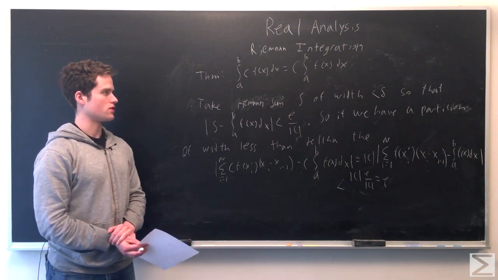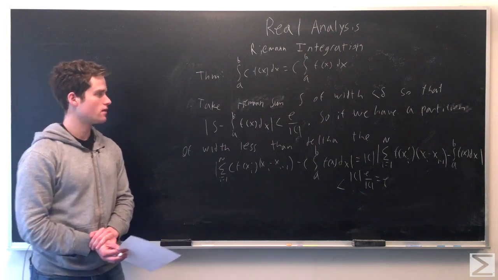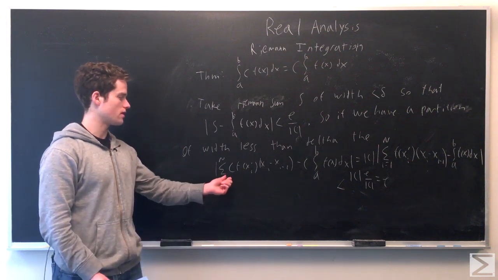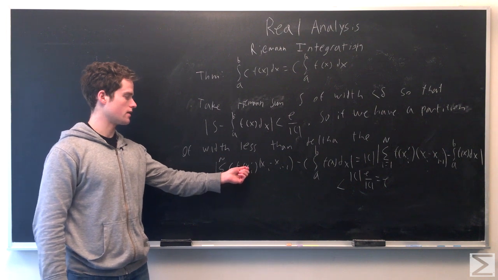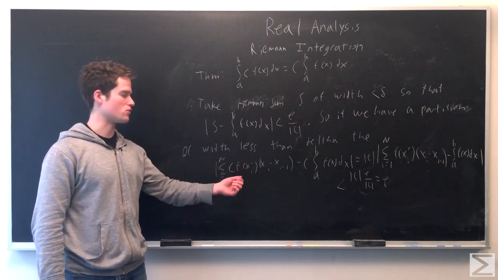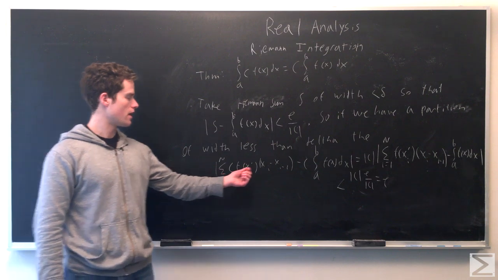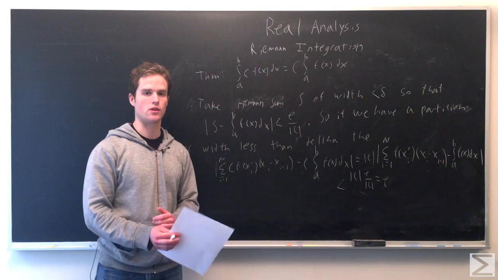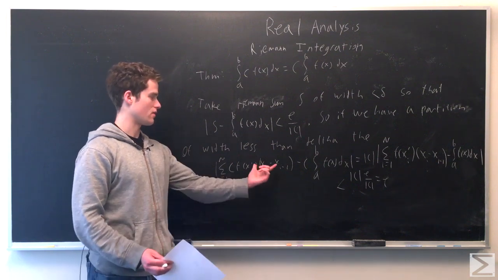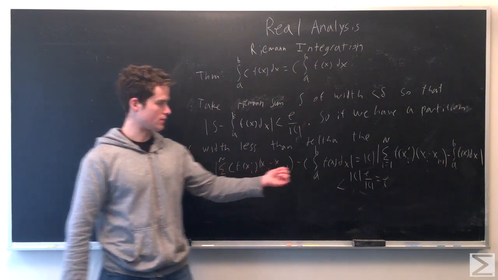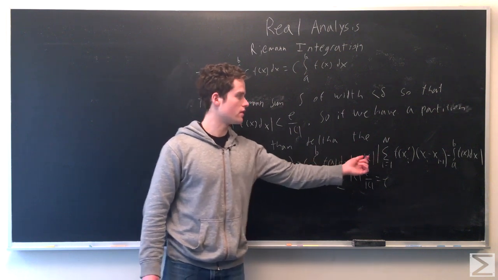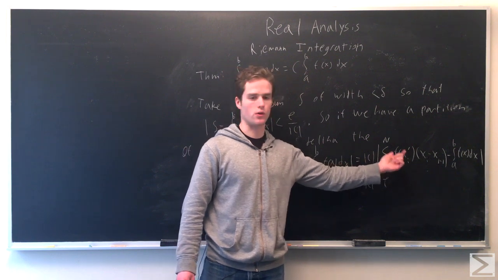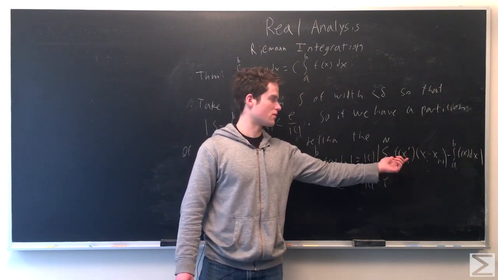So if we take our partition to be of width less than delta, then we have sum from i equals 1 to n, c f of xi prime, where xi prime again is just some value between xi and xi minus 1, times xi minus xi minus 1, minus c times the integral of a to b of f. So the absolute value of that, we're going to pull out c to get absolute value of c times absolute value of another Riemann sum minus integral of a to b f of x. But this is just our ordinary Riemann sum difference for f of x.